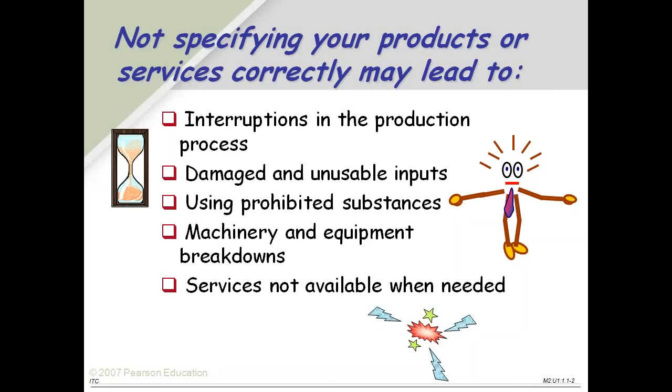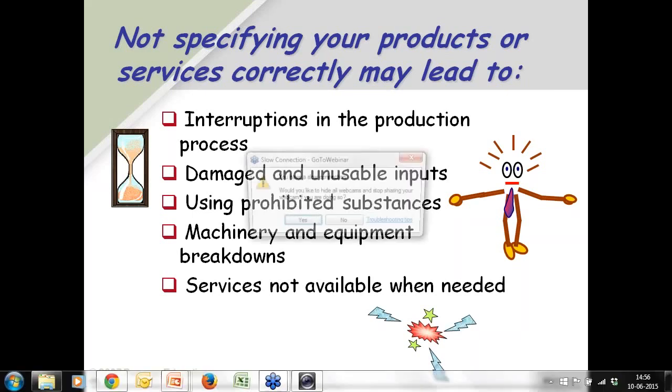Using prohibited substances. You know there are some items which are banned, some items which are not environmentally friendly. We're using some materials which are heavy metals, using lead, using mercury. If those types of elements are used in manufacturing, those are prohibited substances. So naturally that product is of no relevance. The next comes the machinery.